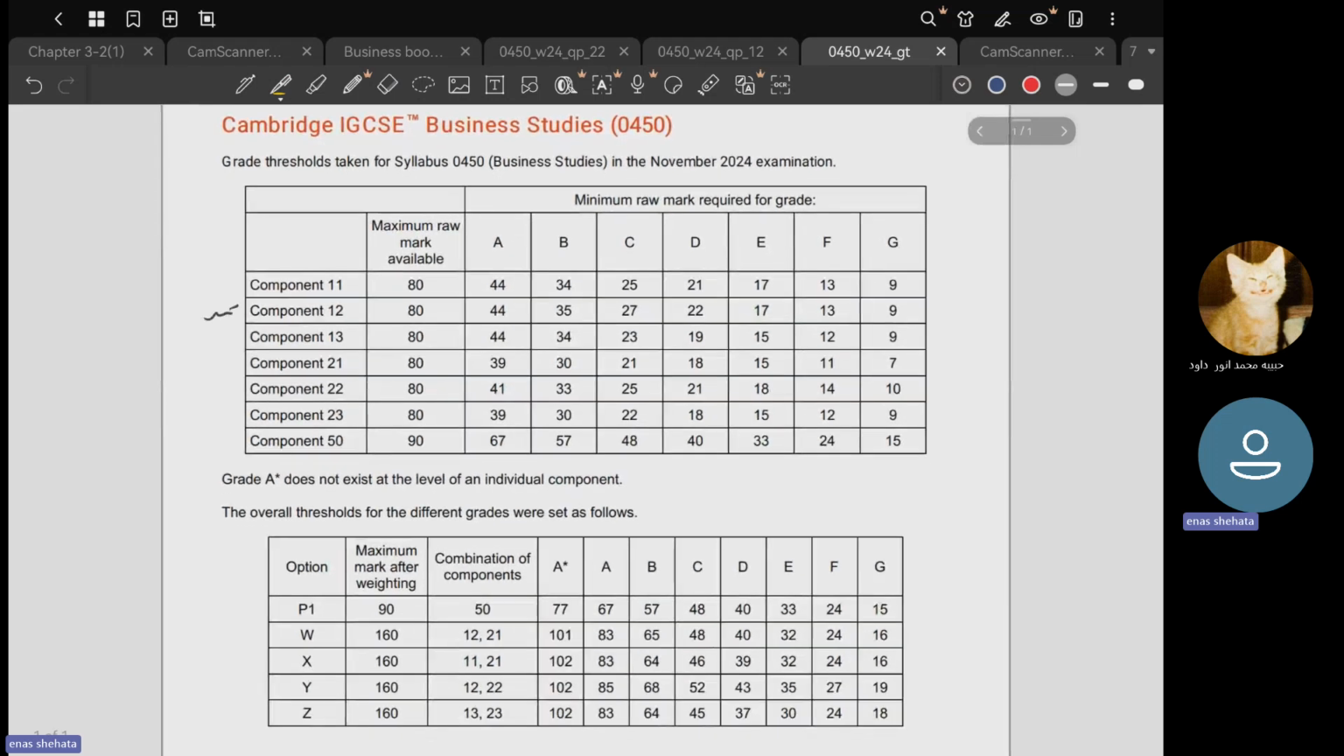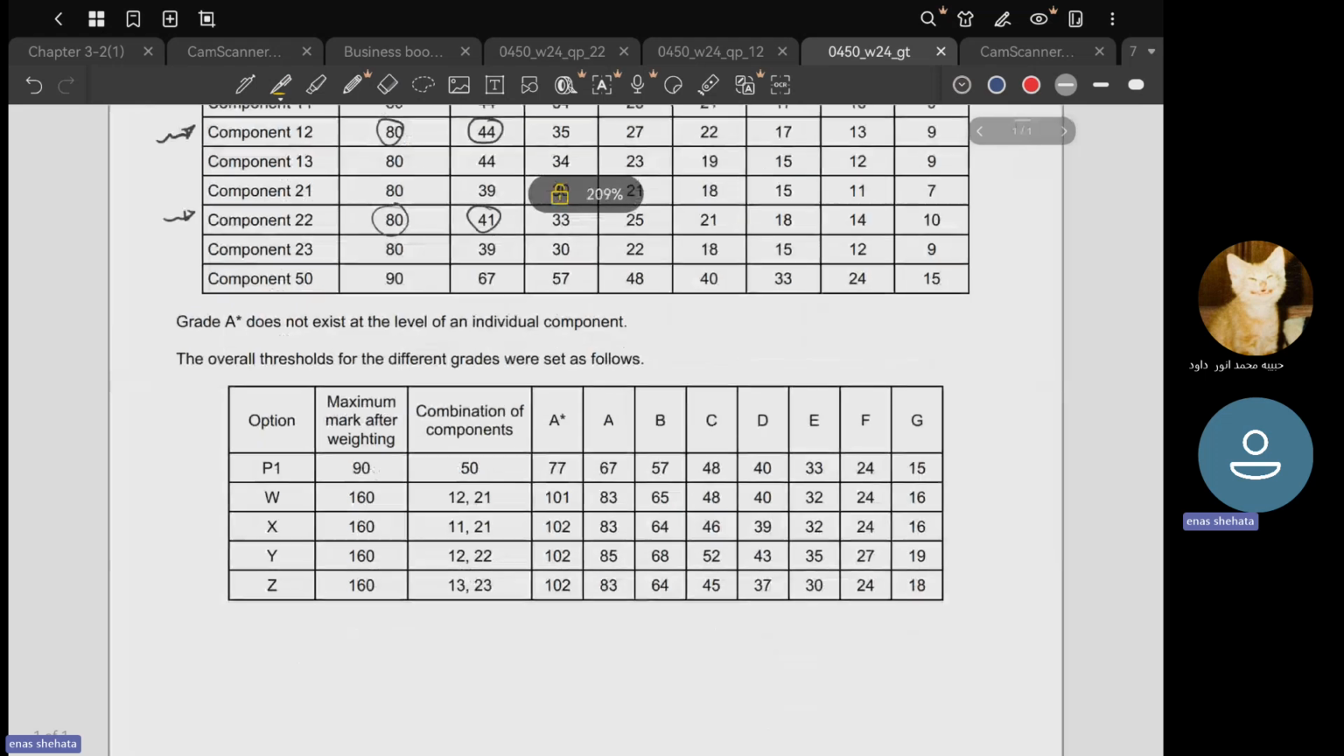So we will take component 1, 2, and 2, 2. This is for November. In May, our variant is variant 1. So the paper is out of what? The paper is out of 80. In order to get an A in the paper, it's 44 here. And here, it's 41. So regarding both components, we are talking about this one.